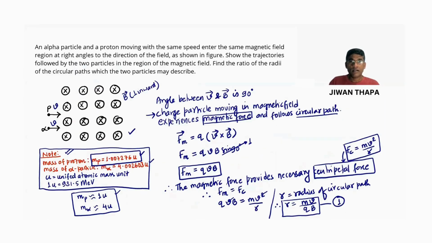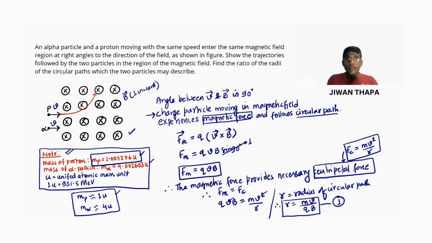Let us come back to the question. The trajectories followed by the two particles in the region of magnetic field, we need to show. And as I said earlier, a charged particle moving in a magnetic field experiences magnetic force and follows a circular path. So the proton follows a circular path, because we have the magnetic field directed inward.